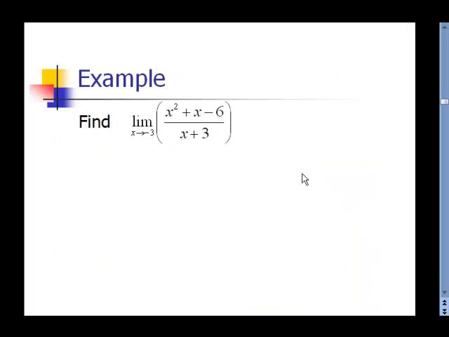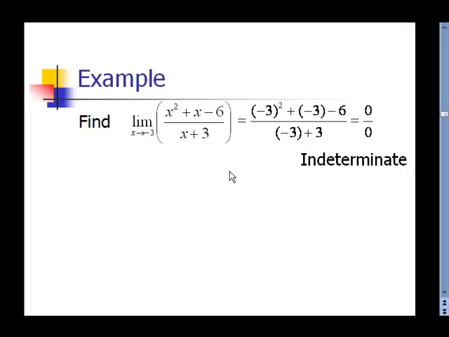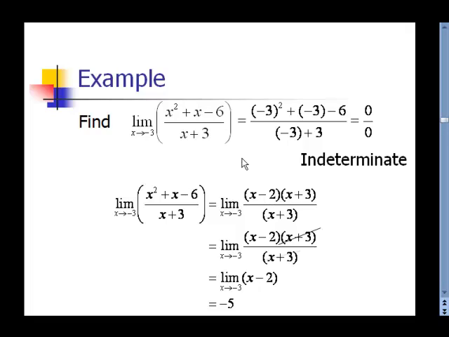In our first problem, we have here the limit as x approaches -3 of this rational function. Our first step is to substitute in -3 and calculate. As you can see in this example, we got the indeterminate case. We need to go back now and try to simplify our rational function.